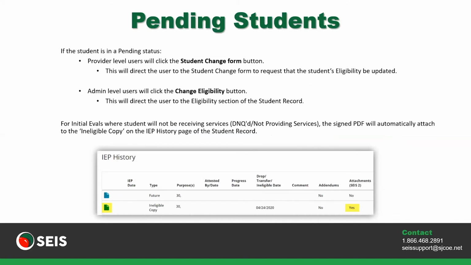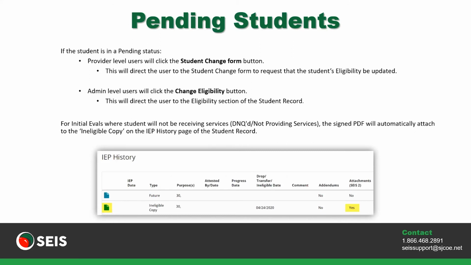All right, so for pending students, let's say, for example, you hold an initial eval, and during that initial eval, it was determined that the student is just not going to be receiving services, or they don't qualify, right? The e-signature can still be generated on the future IEP. And what's going to happen is you're going to submit that student change form to notify your district to have that student be D&Q'd. The district is then going to go in and D&Q that student.